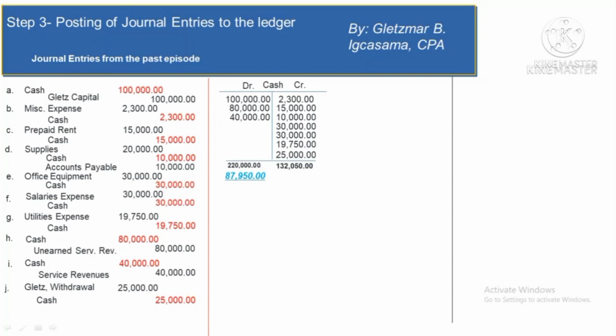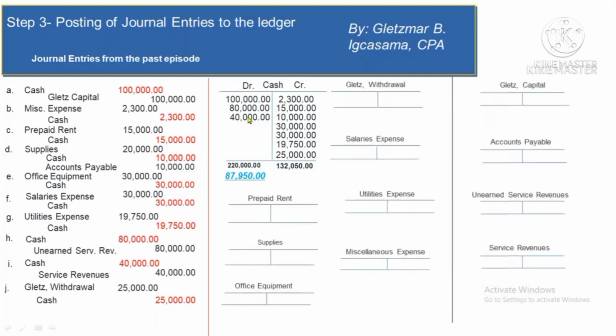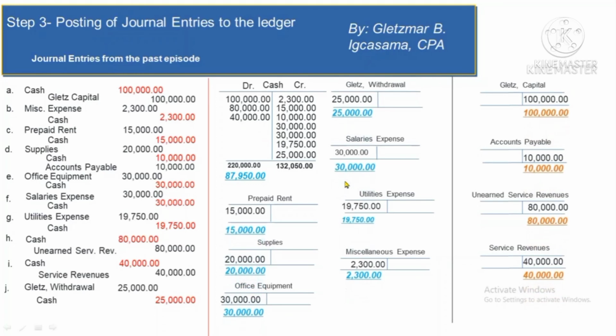And since there are still other account titles not yet posted like this miscellaneous expense and the prepaid rent and many others, you need to make a T account for each of them and it will look like this. And then post these amounts. Of course, you focus on the black colored ones because the red ones have already been posted here. And it will look like this. After that, we have to get the balances of the accounts just like what we did here in the cash account, and it will look like this.